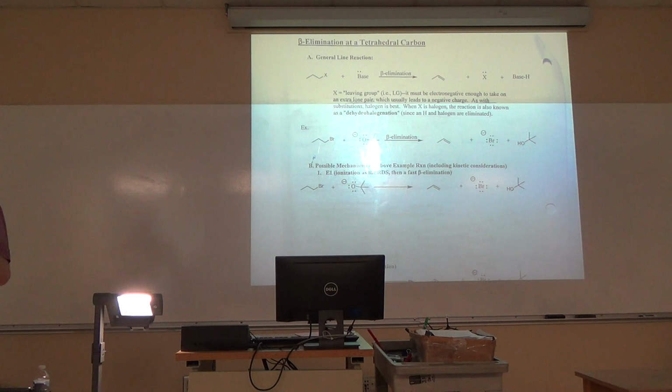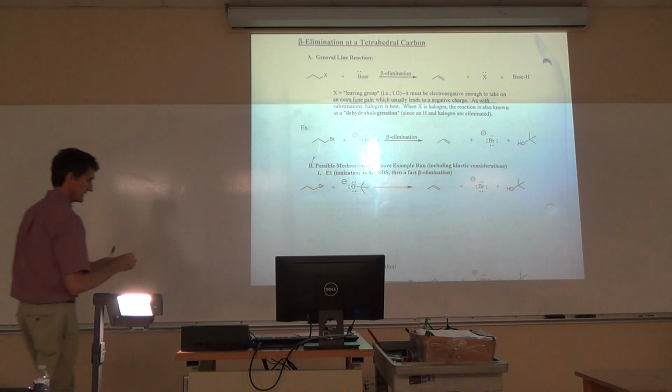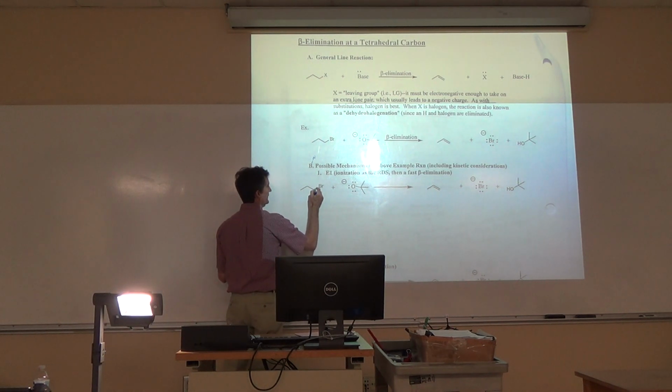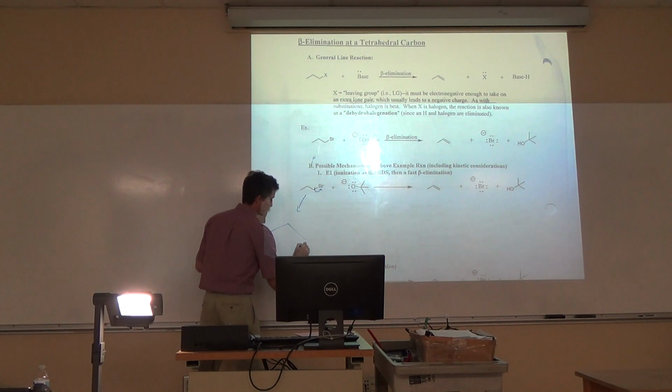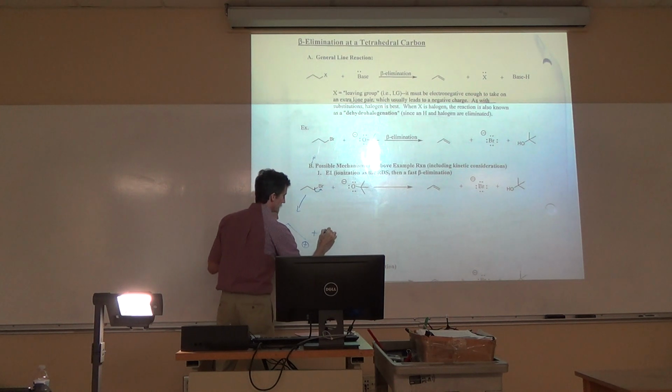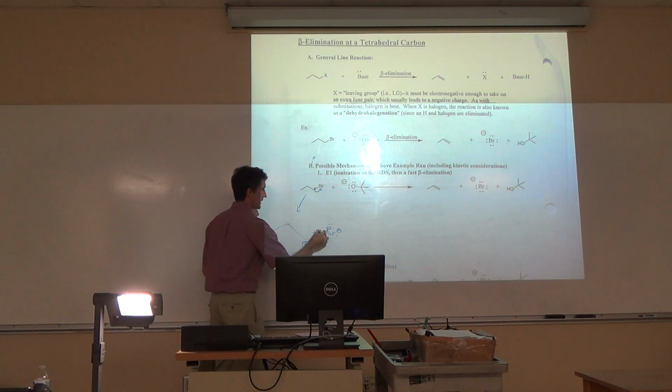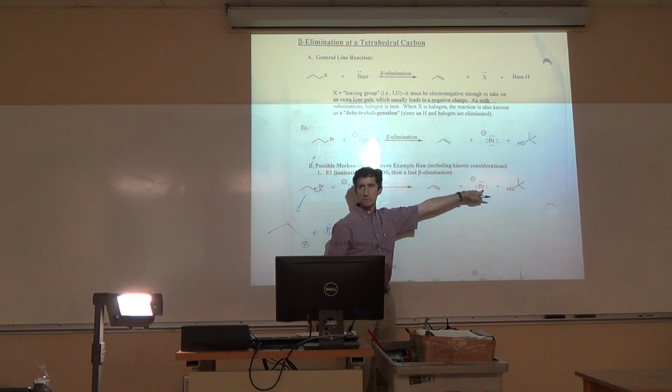The first step of E1 is the same as the first step of SN1, which is what? Forming a carbocation. This would just have to leave. What does that give? Carbocation plus what? Br minus. There you go. We've already made one product, Br minus.